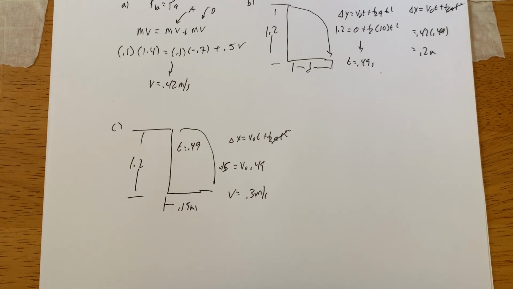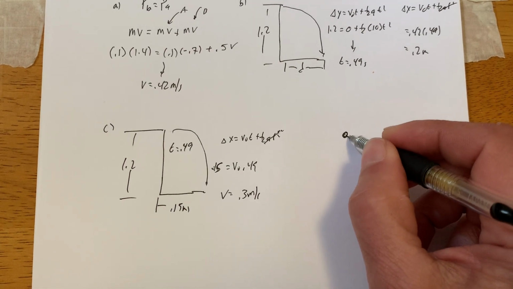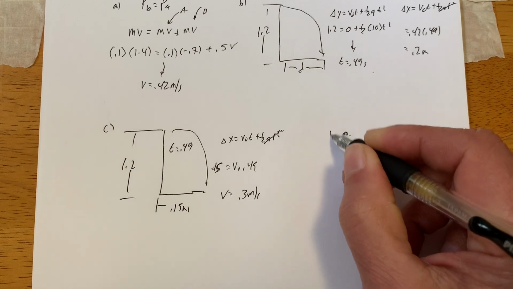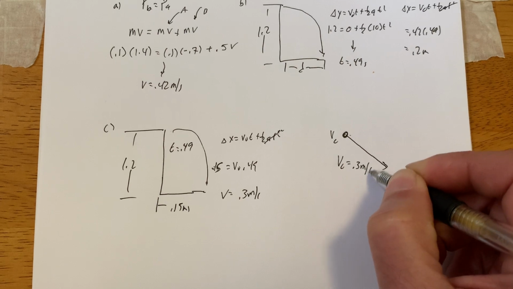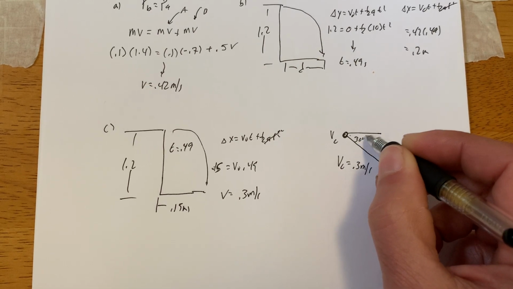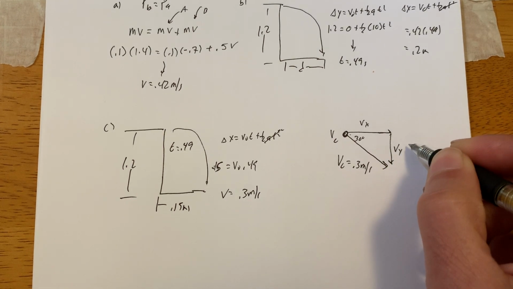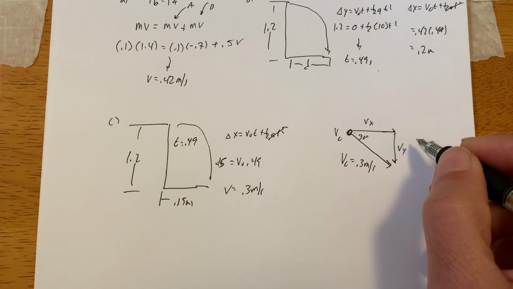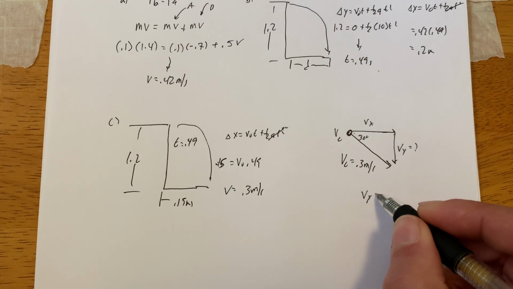All right, so what does the next one say? Calculate the y component of the ball. So there's the ball. We know that it shoots off with VC, and we know VC is 0.3 meters per second. We know that this is 30 degrees. So here would be my Vx, and here's going to be my Vy. It wants to know what this value right here is. So Vy is going to be equal to what?